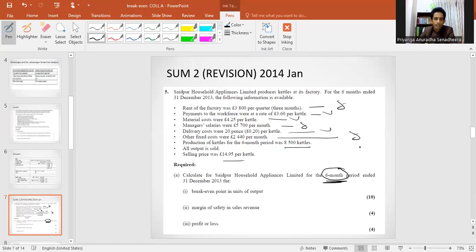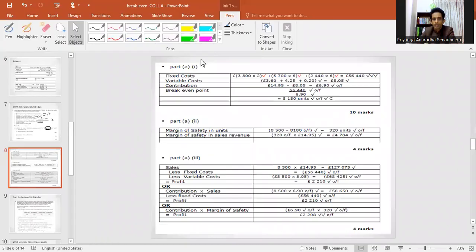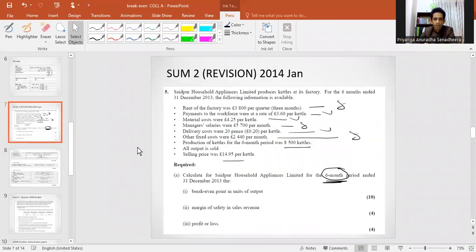The first question they ask is the break-even point in units. So very easy, the same way we did before. So what we do is we calculate the fixed cost first. So when you're calculating the fixed cost, you identify these fixed cost mark here. The first fixed cost is 3,800. I will calculate that fixed cost part.